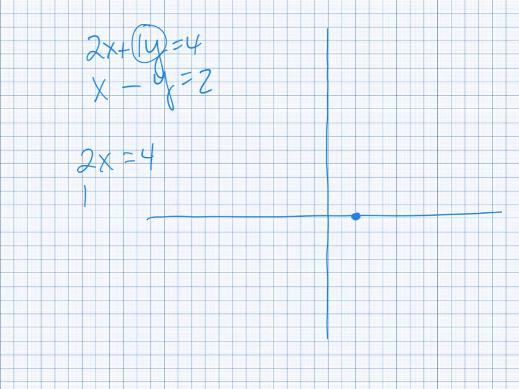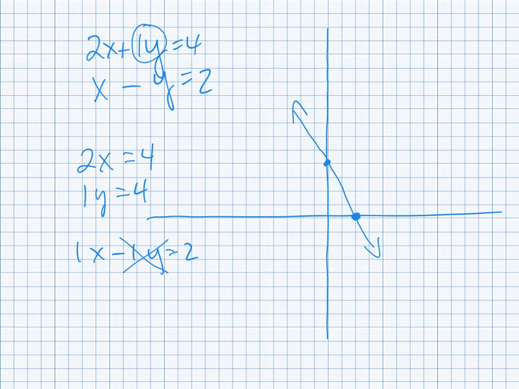So if I have 1y equals 4, what is the y-intercept? 4. 1, 2, 3, 4. And there's my line. I just have to connect those two dots. Got it? Now let's do the other one. I have 1x minus 1y equals 2. When y is 0, what is x?